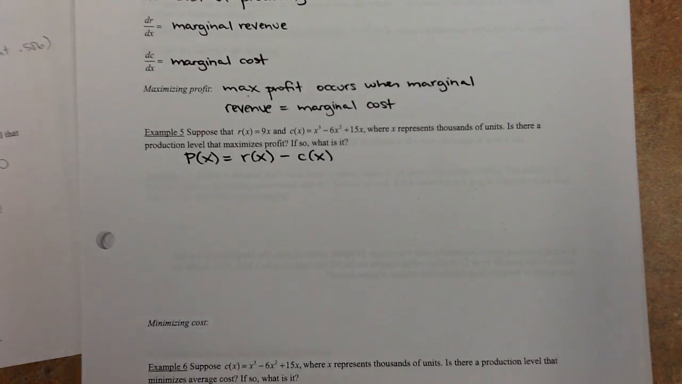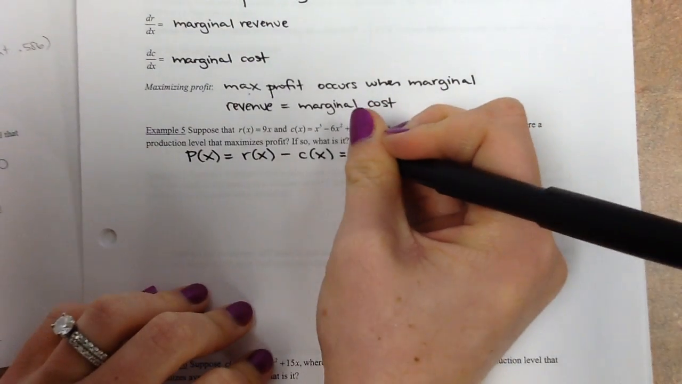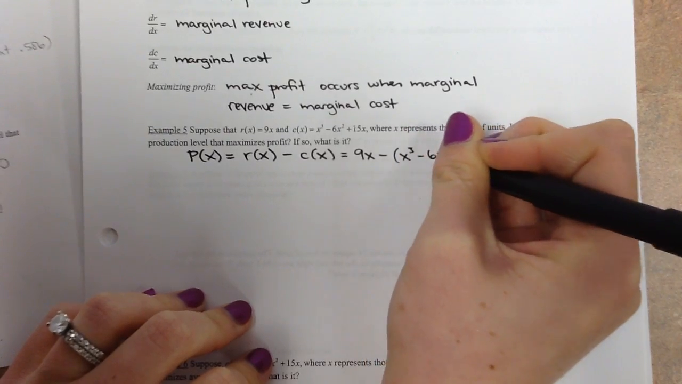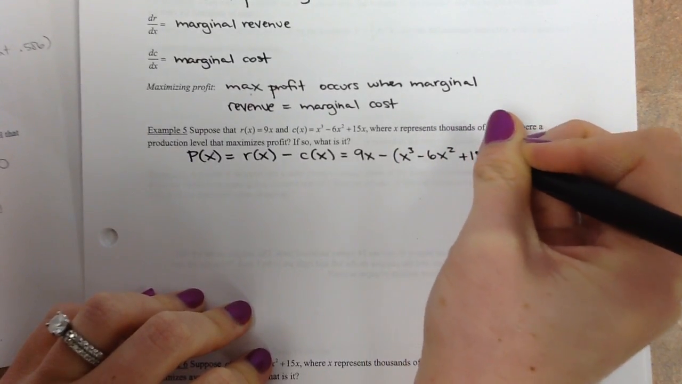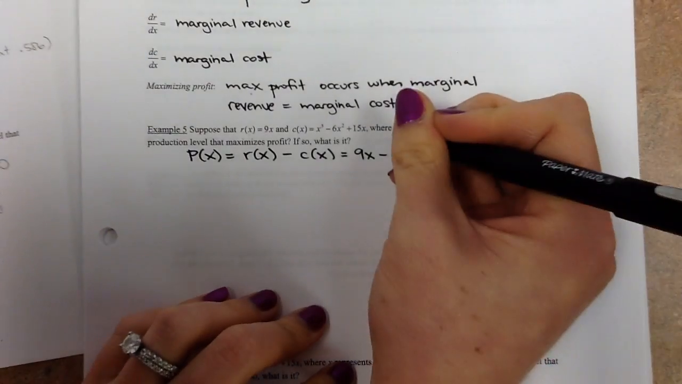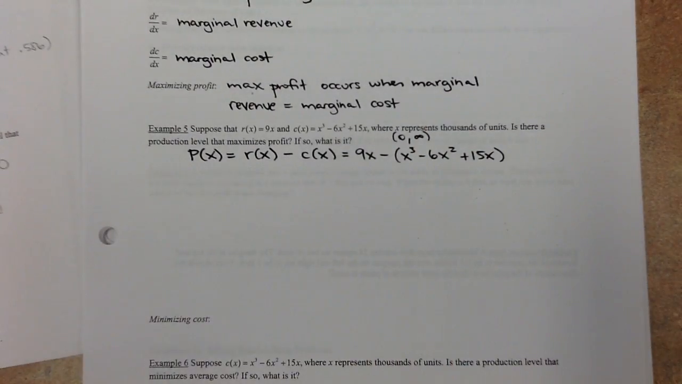And so when we set this up, we've got 9x, which is the revenue, and then minus the cost, which is x cubed minus 6x squared plus 15x. And so we are trying to maximize the profit. We've got the profit function right there. Just to get our domain before we start, if x represents thousands of units, the domain of x could be anything from 0 to infinity. You're not going to ever produce a negative number of items, and technically, we could consider that production could go on infinitely. All right, so here's our profit function.